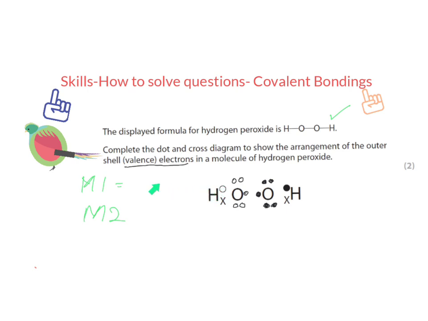Now where are my bonded pairs of electrons? Let me show you: this is the first bonded pair, this is the second bonded pair, and this is the third bonded pair. If I have shown these 3 bonded pairs, I'll get 1 mark, right? What about the second mark now? You can see this electron pair and this electron pair for this oxygen, and for the other oxygen this electron pair and this electron pair. We call them lone pairs, or unbonded or non-bonded pairs of electrons.